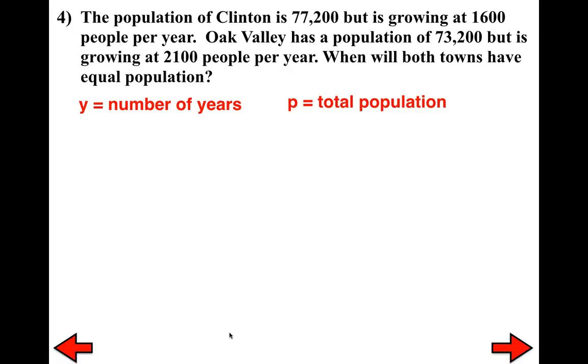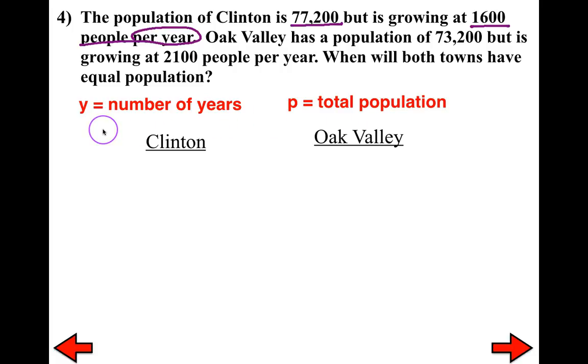So I'm going to go ahead and say Y for the number of years and P for the total population. Now, we're looking at two places. We're looking at Clinton and we're looking at Oak Valley. So in order to figure out what it's going to be for Clinton, let's see. Clinton is 77,200, but is growing at 1,600 people per year. So again, that hints to me it's probably going to be my coefficient.